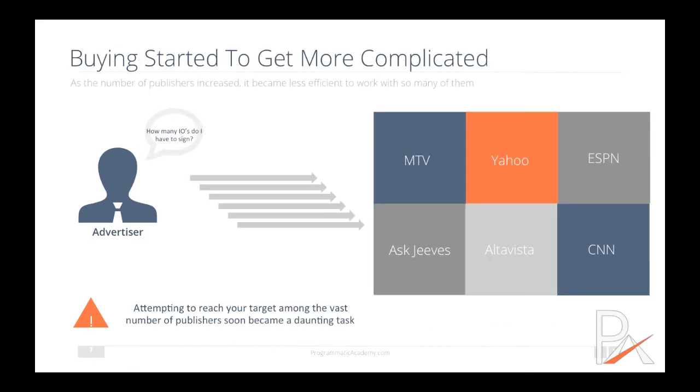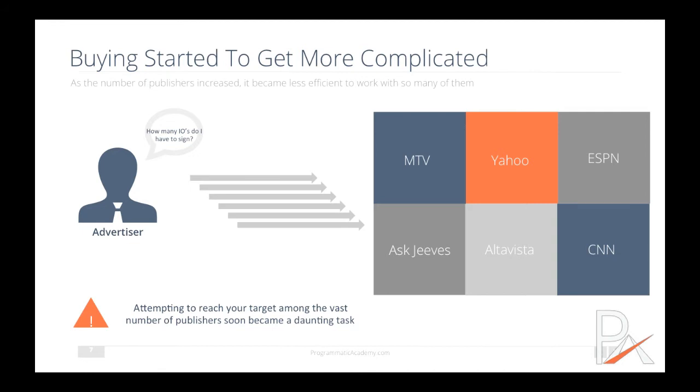As time went on, the internet was growing exponentially. Publishers started appearing everywhere. Things started to get more complicated. The advertiser had to sign a bunch of IOs, negotiate with a bunch of publishers, and this just made the process very complicated and cumbersome. As you know, the goal of marketing is to reach the right target in order to promote an action. By buying so many different sites, it really was not a very efficient way of reaching your target.